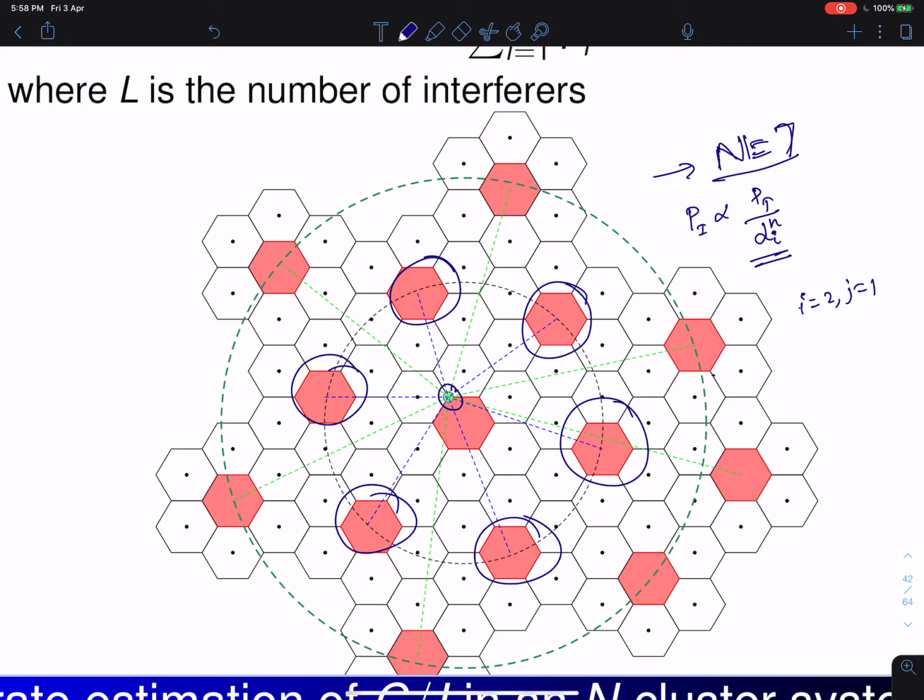Okay, because we know that the interferer power decays exponentially. It reduces by d power n. Okay, it's a function of distance. So the farther away, the interference will have less effect.